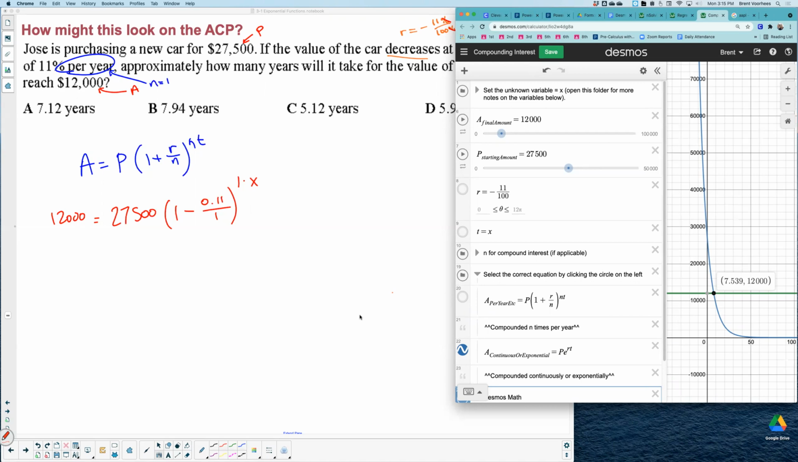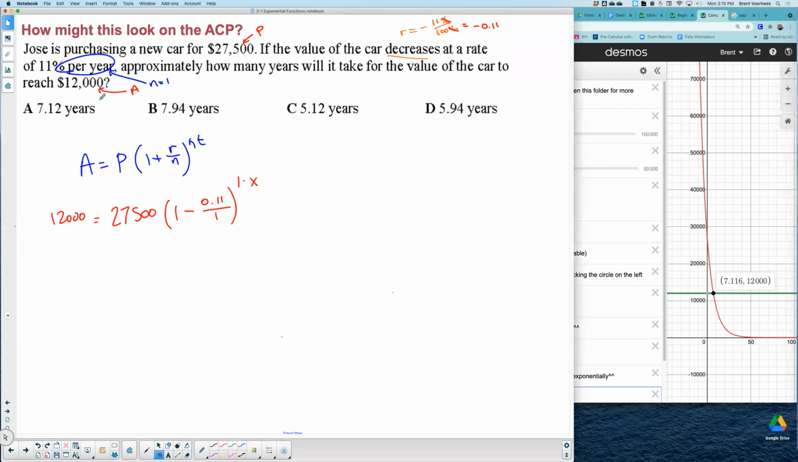7.54. So let's see here. Why is the answer not on there? What did I do wrong here? 27,500 decreases at 11% per year. Oh, it's not PERT. I'm using this formula. So 7.116 or 7.12. Answer would be A.